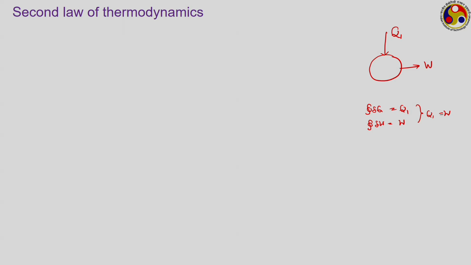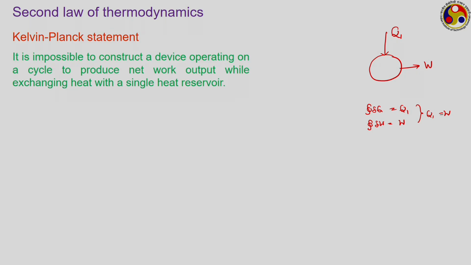There are two popular statements of the second law of thermodynamics, and the first one is associated with a scenario like this, which is the Kelvin-Planck statement. It says that it is impossible to construct a device operating on a cycle to produce net work output while exchanging heat with a single heat reservoir. It means that of the amount of heat it is receiving, only a part can be converted to work, and the rest, say Q2 amount, has to be rejected to the surroundings. Then the total heat interaction is Q1 minus Q2, the total work interaction remains W, and now we have Q1 minus Q2 is equal to W.